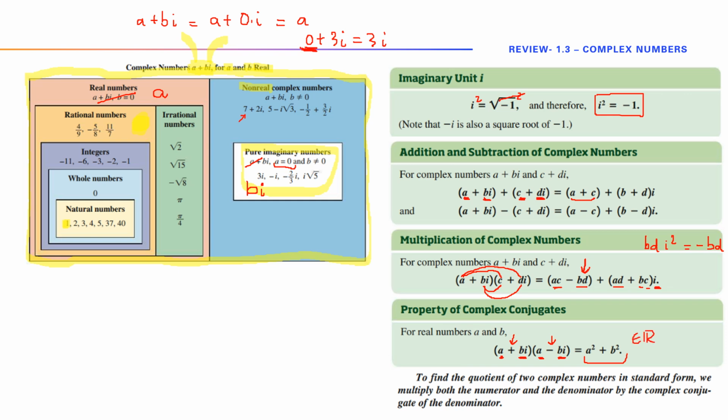To find the quotient of two complex numbers in standard form, we multiply both numerator and denominator by the complex conjugate of the denominator. So if the denominator is this part, the conjugate will be this part, with the opposite sign. Okay, we're good to go for some practice questions.